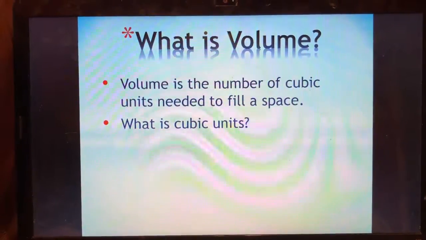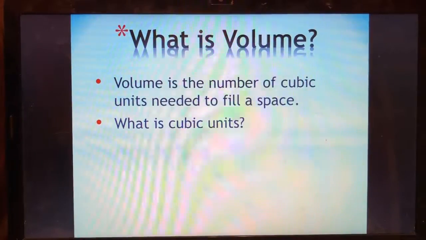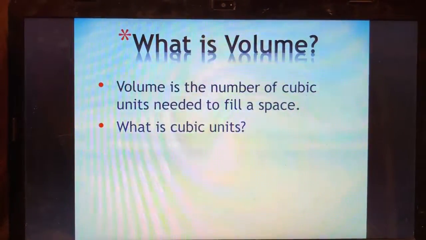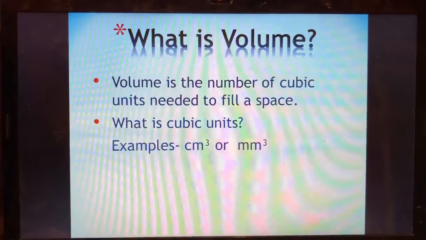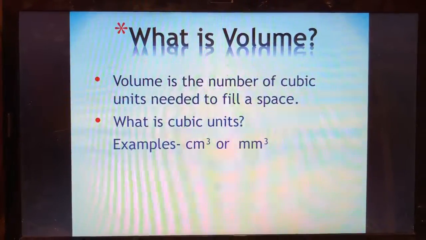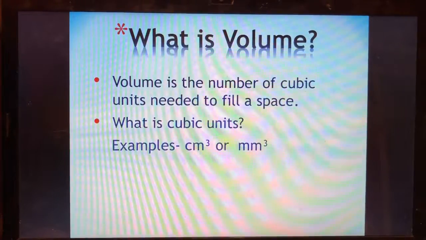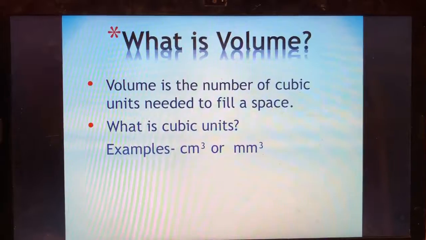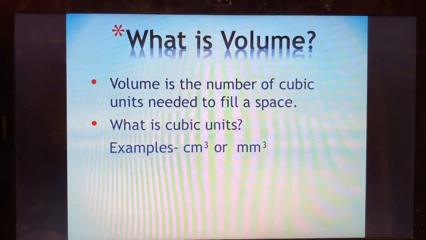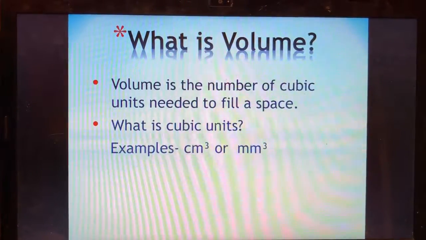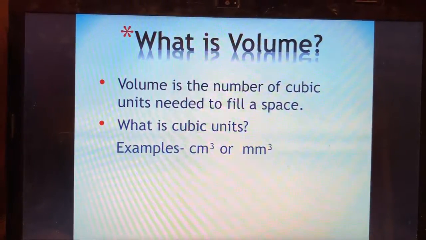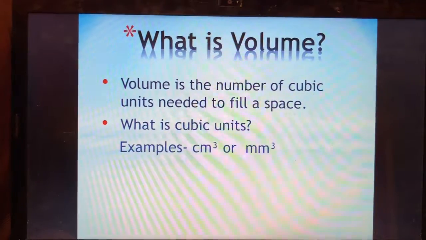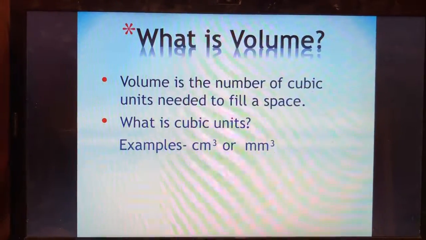Whenever you are solving a volume problem, your answer will always contain cubed units. So for example, if we are measuring a shape in centimeters, whenever we solve for volume, it will be centimeters cubed. Or if we are solving a problem that is using millimeters for the measurements, our answer will contain millimeters cubed.